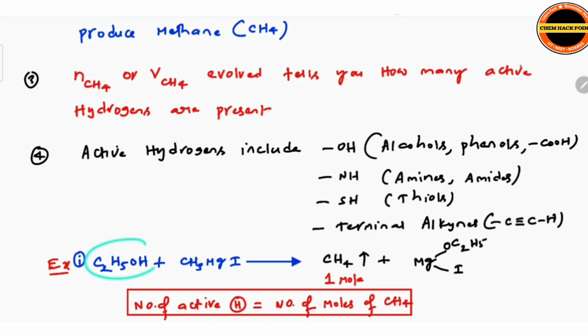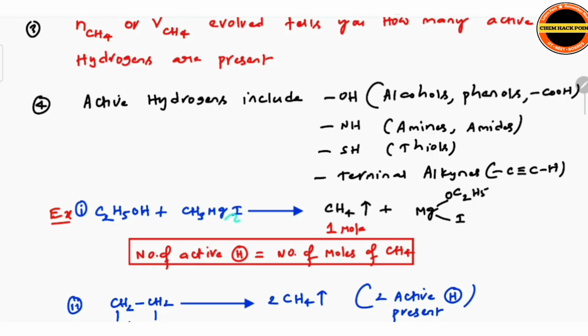For example, take ethanol reacting with CH3MgI; most commonly we use CH3MgI, methyl magnesium iodide. As we know, ethanol can produce active hydrogen. The active hydrogen combines with CH3 minus and finally forms methane. If it gives one hydrogen, it forms 1 mole of methane, and the rest is MgO-C2H5I. The number of active hydrogens is equal to the number of moles of methane.